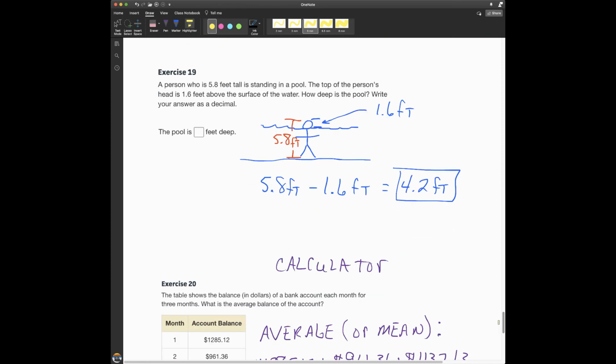Number 19. A person is 5.8 feet tall, so I drew that here. Here's the person. The top of the person's head is 1.6 feet above the surface of the water, so that little distance there is 1.6 feet. You want to know how deep is the pool? So for the pool, I have to take the person's height and subtract the height of their head that's above water. And I do that and I get the answer. And the last problem.